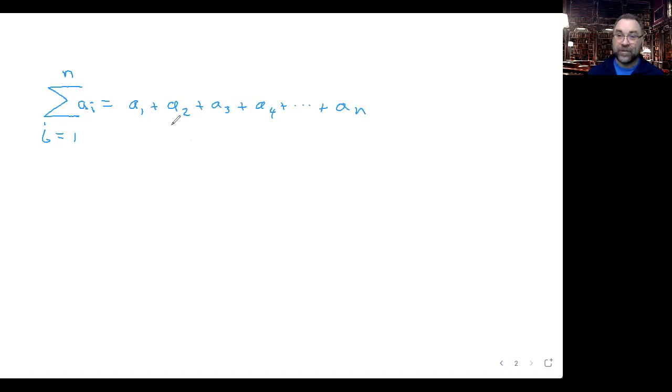So let's take an example. Here's a very easy example. The sum from 1 to 5 of i. So literally all we're going to do is add up the integers from 1 to 5. 1 plus 2 plus 3 plus 4 plus 5. Okay, and you can see that that would be 15, all right? And that is really what sigma notation is all about.